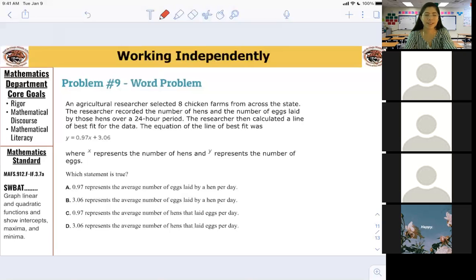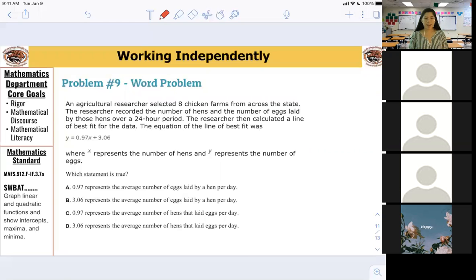I'll read. Go ahead, Ajira. An agricultural researcher selected 8 chicken farms from across the state. The researcher recorded the number of hens and the number of eggs laid by those hens over a 24-hour period. The researcher then calculated a line of best fit for the data. The equation of the line of best fit was y equals 0.97x plus 3.06, where x represents the number of hens and y represents the number of eggs.